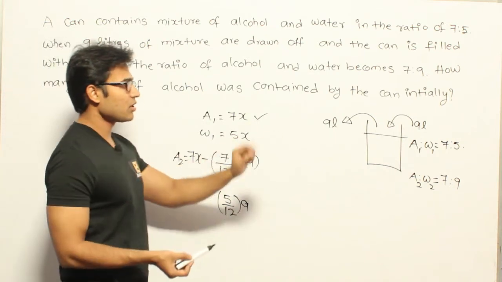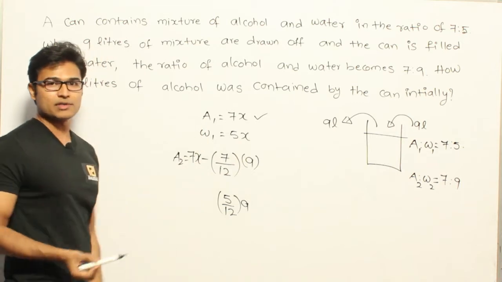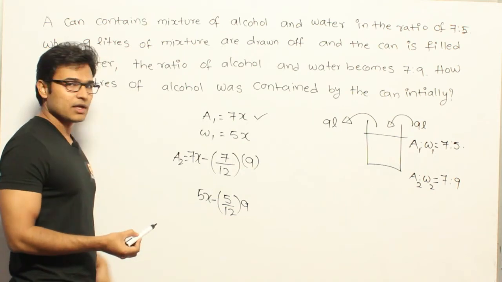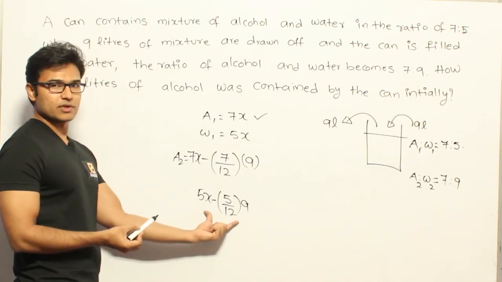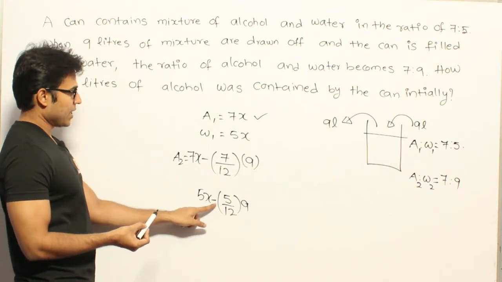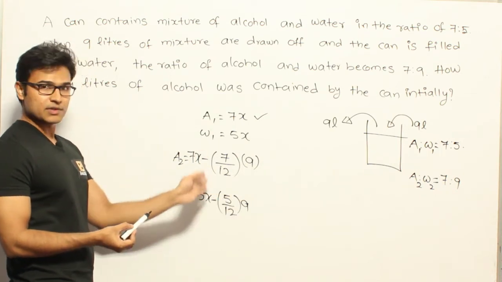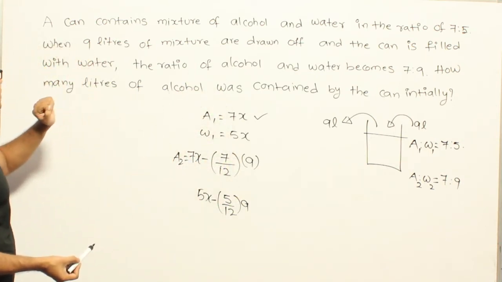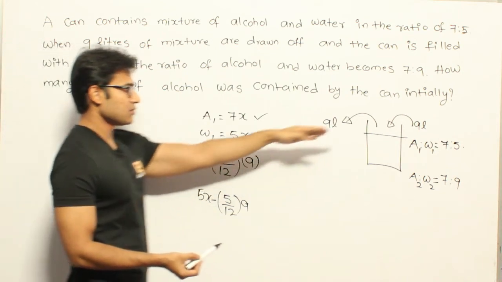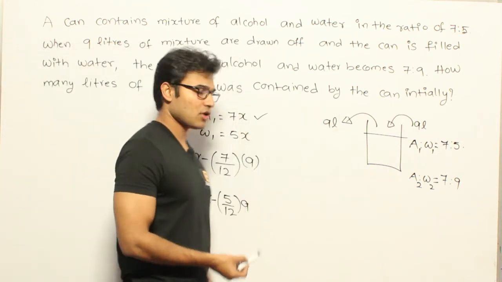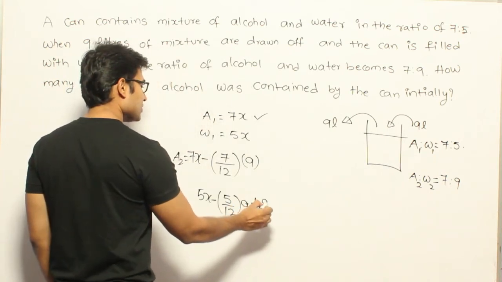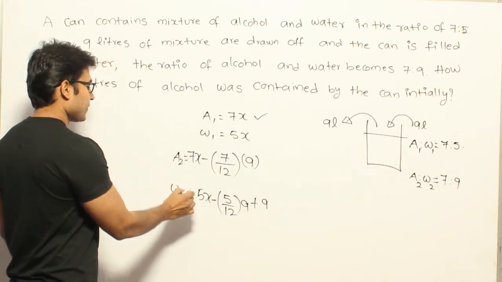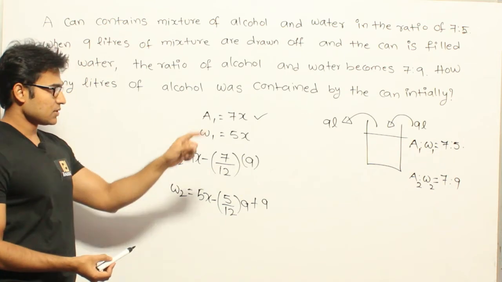Now what is the initial amount of water present? We are assuming that the initial amount of water is 5x. Therefore after removing 9 liters of the mixture, the amount of water remaining will be the initial amount of water minus the water that is removed. And later they are saying that it is again filled with 9 liters of water, which means 9 liters of water is added. Therefore you are supposed to add this. So this is the total amount of water that will be present finally. So W2 is this, and now they are saying that A2 is to W2 is equal to 7:9.